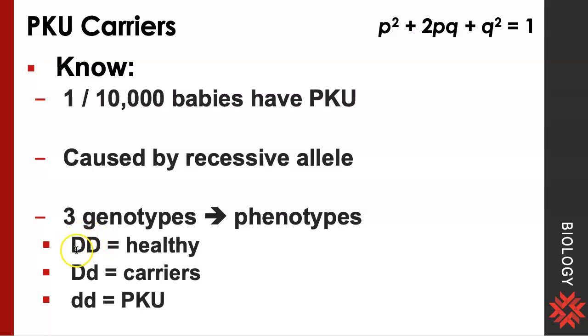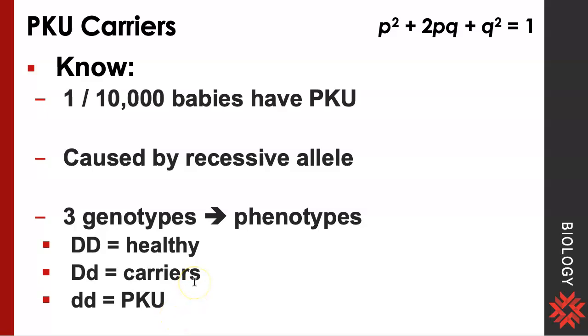Well, the homozygous dominant, that big D, is that healthy allele, so those organisms are going to be completely healthy. The heterozygous, they have 1 healthy allele and 1 diseased allele. So these guys are going to be healthy, but they're going to be carriers. They're going to be the organisms in the population that are going to be able to pass down this allele to their offspring. The last genotype here is our homozygous recessive. Those are the organisms that are going to have the disease, that are going to have PKU.